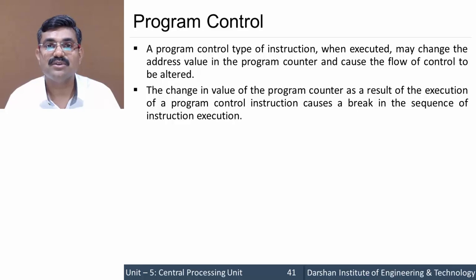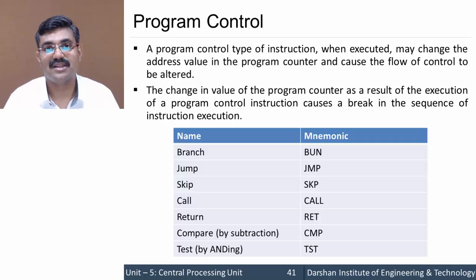It can be achieved by means of program control instructions like branch, jump, skip, call, return, compare and test. Branch means an unconditional jump, unconditional branching, wherever we specify the address we need to branch. In the same way we have jump, then skip, which means we can skip the next instruction, call, which is our subroutine call, return, which means returning from the subroutine, compare, test and so on. So these are examples of program control instructions which change the execution of the program.